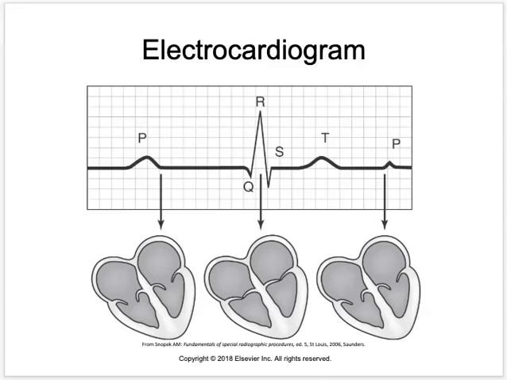So the P wave represents the atria contracting, so atrial contraction. The QRS complex represents the ventricles contracting. And then relaxation of the heart occurs at the T wave, and then the cycle repeats. Okay, so P wave, top half of the heart is contracting, QRS, the bottom half of the heart is contracting, and then T is at rest. And then we start back over again.